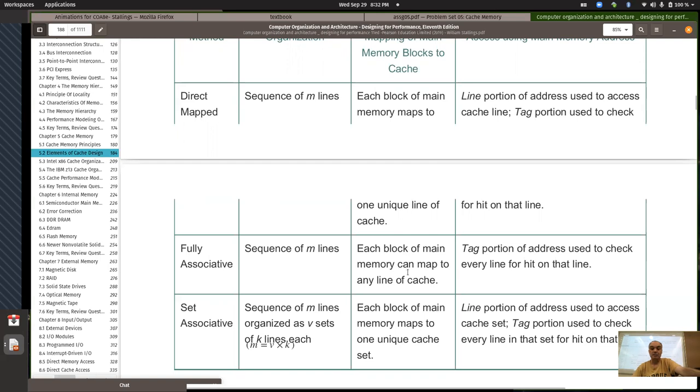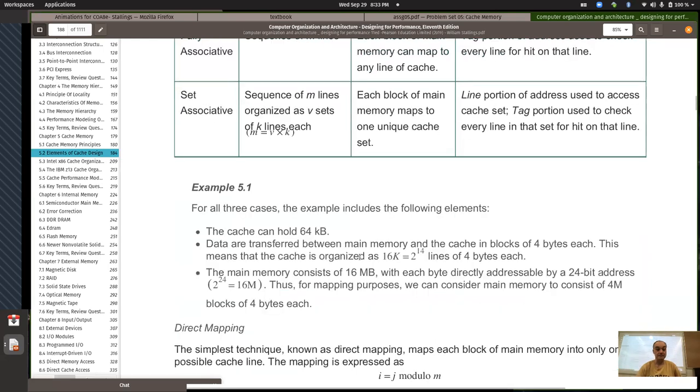So here, this potentially solves both of those problems, right? Since we have no direct mapping, we're not going to have a problem with a potential collision where I need two blocks that map to the same line, for the same program or for two programs that are running at the same time. And also, I might not have any lines that are being underused, because any block can potentially map to any line for a fully associative cache here.